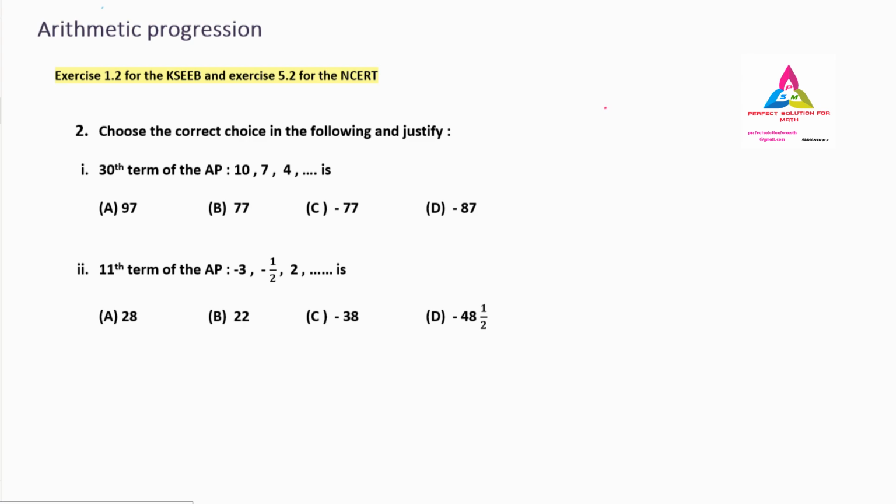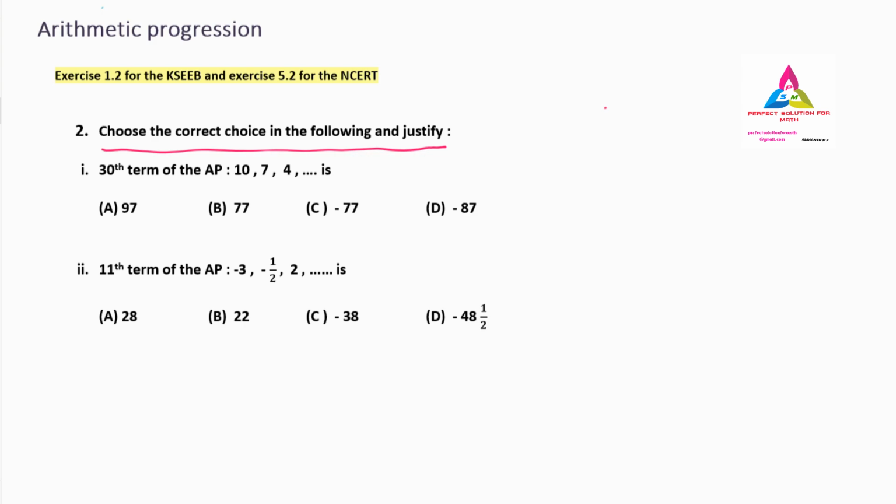Today we are going to learn Arithmetic Progression exercise 1.2 for the KSEEB and exercise 5.2 for the NCERT. The second question: choose the correct choice in the following and justify. So here it is called the objective questions. One question will be given and four options will be given.